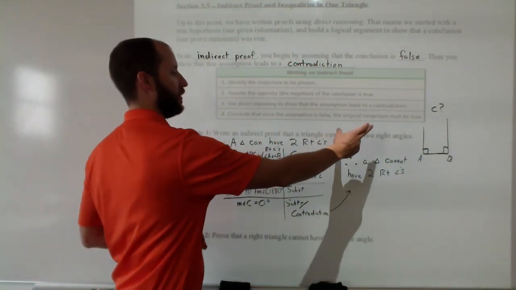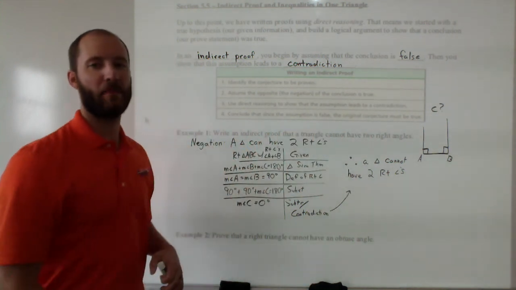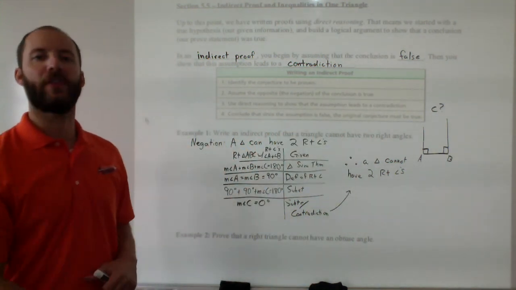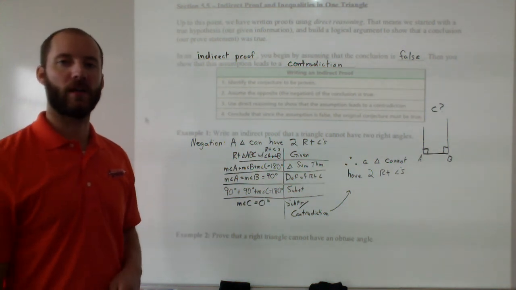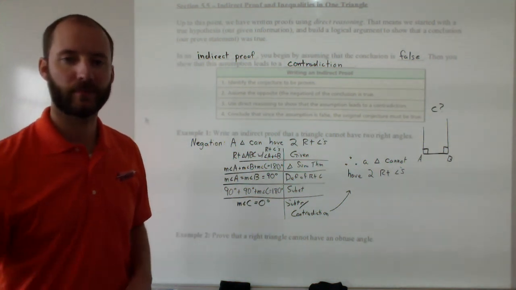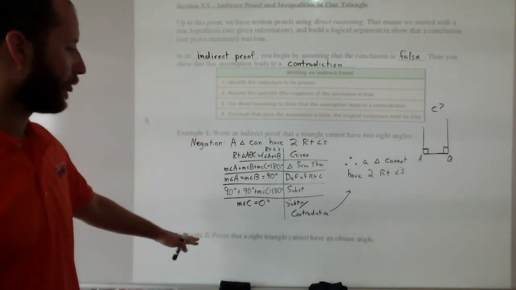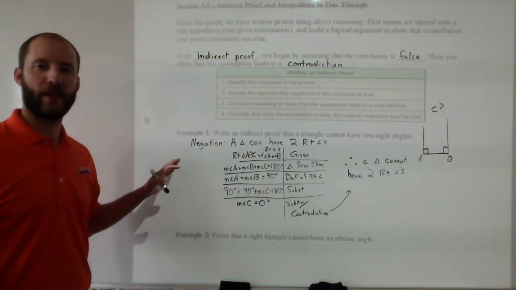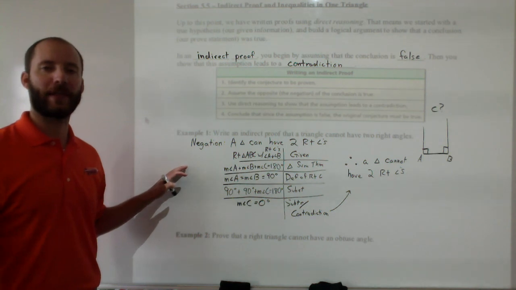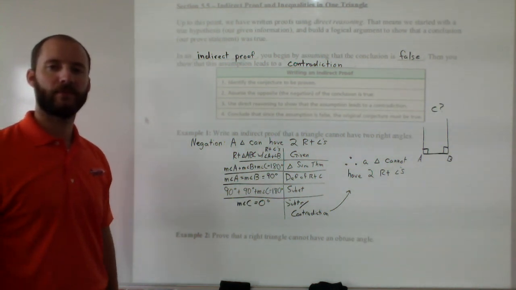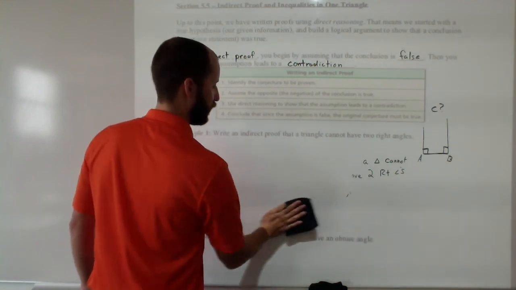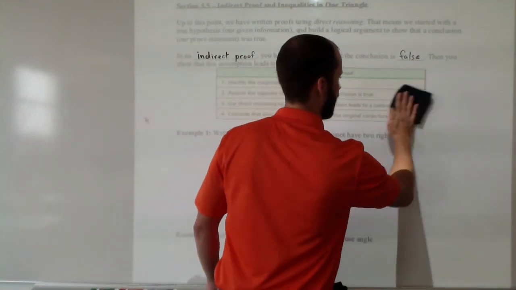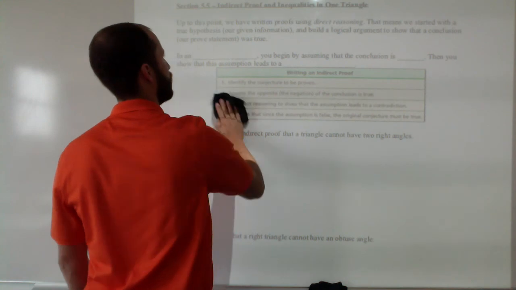Take what they're telling you, assume the opposite, and then go with it. Eventually, you'll run headlong into a brick wall of contradiction. Example 2. Go ahead and take a look at that following this format. Check what you have with my completed notes online. So that's the first part of this section, is the indirect proof.